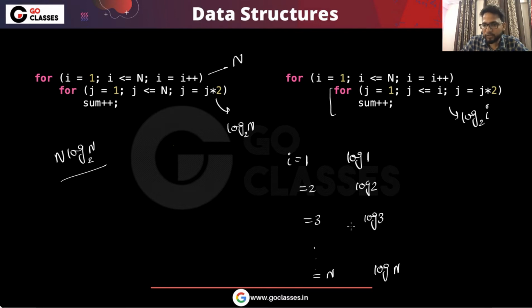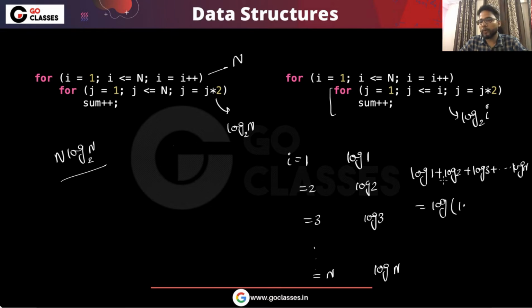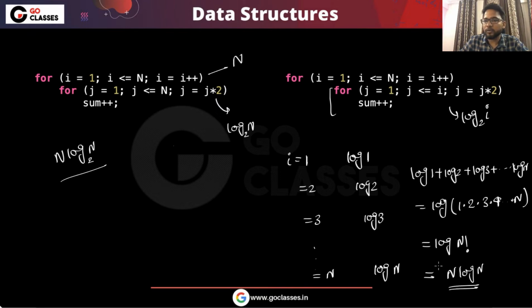So I need to sum all of this. If I sum all of this, it will be log 1 plus log 2 plus log 3 till log n, right? Now, since we know the log properties, if we are summing logs like this, then you can also multiply 1 into 2 into 3 into 4 till n. This quantity is nothing but n factorial, so you can say log of n factorial. And as you know, log of n factorial is as good as n log n, right? These are actually theta, so you can say this is the time complexity, order of n log n.